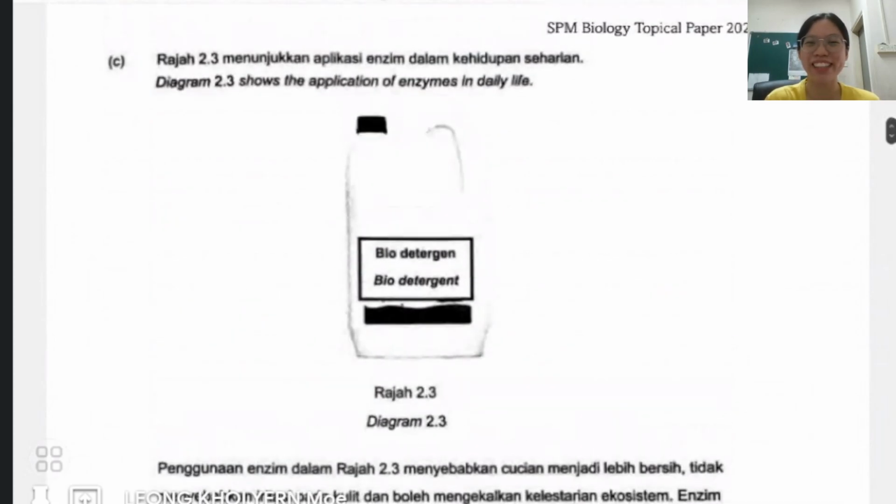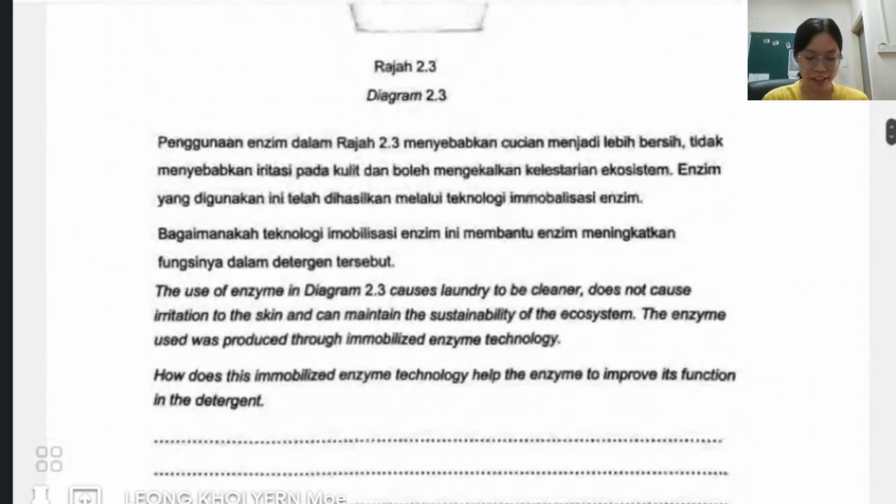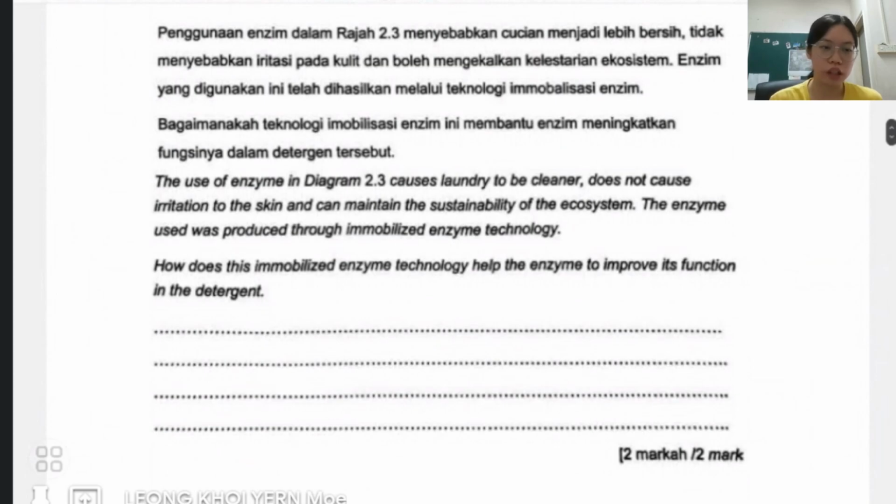Biodetergent. Application of enzyme in daily life. Use of enzyme causes laundry to be cleaner, does not cause irritation to skin, and can maintain sustainability of the ecosystem. The enzyme is produced through immobilized enzyme technology. So how does this immobilized enzyme technology help the enzyme to improve its function? It's almost the same explanation as just now.